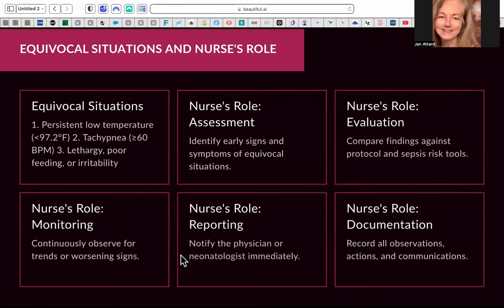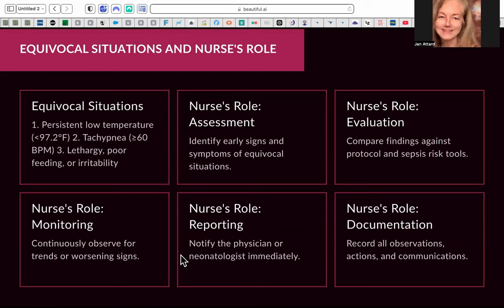Back again. Equivocal, persistent low temperature, less than 97.2, tachypnea greater than 60, lethargy, poor feeding. It could be anything around these numbers. If I get anything close to this, my feelers go up. My role, identify early signs and symptoms of an equivocal situation. Again, my role, I'm comparing findings against the protocol and sepsis risk.